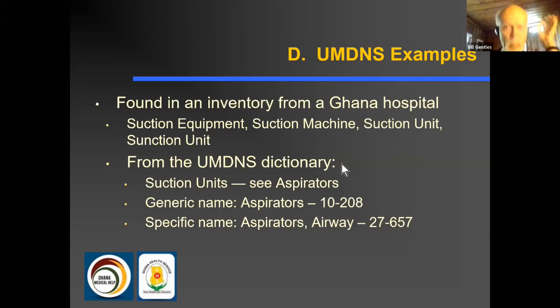So if we go to the UMDNS dictionary, where you can look up a suction unit, it says that's not a precise or specific enough term. So the term used by UMDNS is aspirators, which really means the same thing. An aspirator is something that sucks fluids. So the generic name would be aspirators, and the code is 10208.